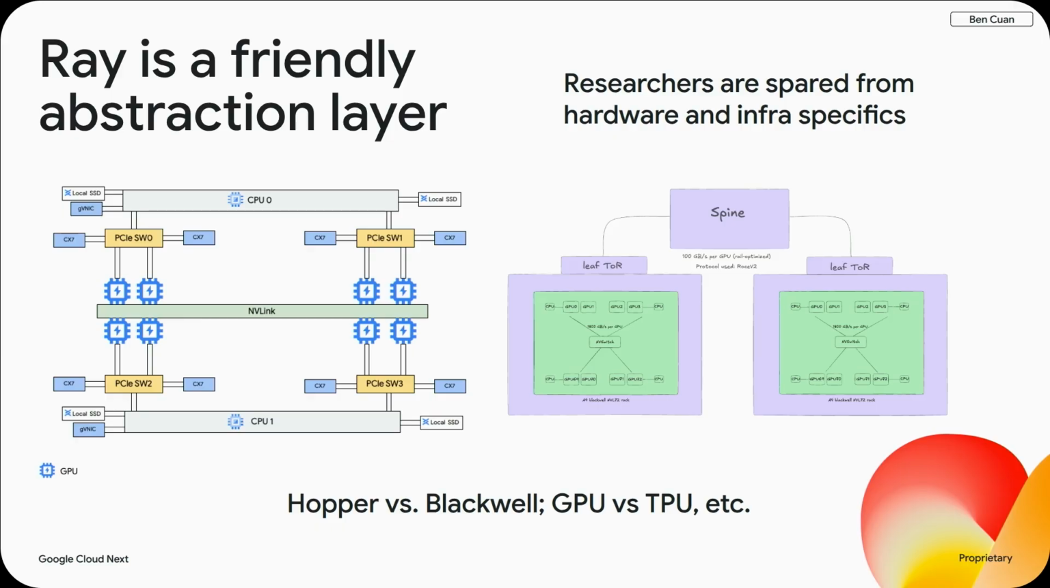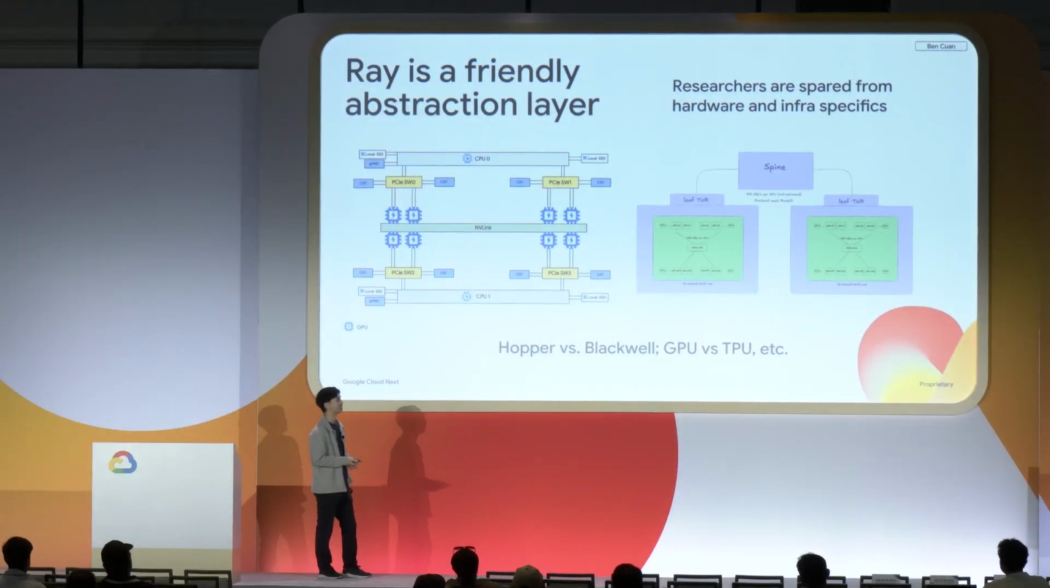And just to illustrate this point further, Ray really helps us abstract away a lot of the major architectural differences between different types of architectures. And so the actual contents of these diagrams aren't super important. I just wanted to illustrate just how different the left, which is the Hopper architecture, or A3 Mega, A3 Ultra, looks like compared to Blackwell, which is on the right, which is the A4 platform.